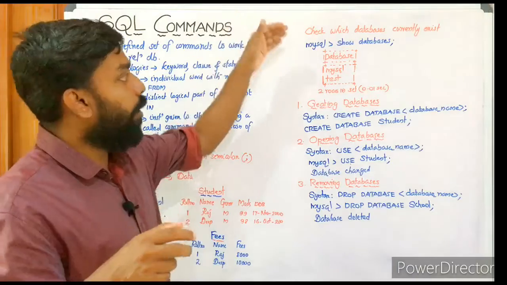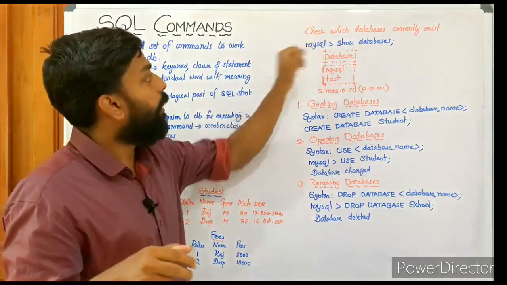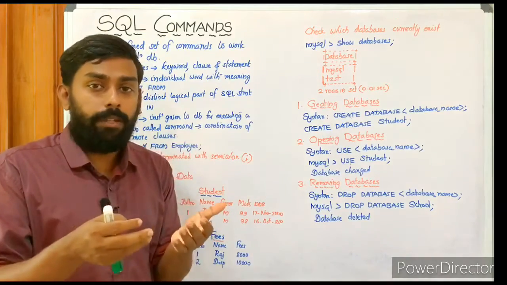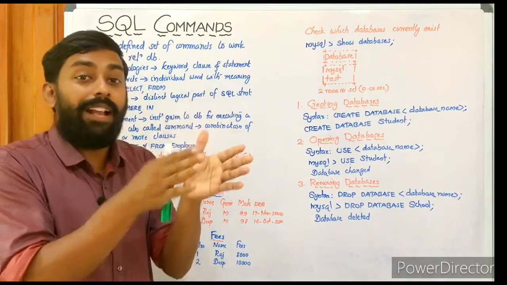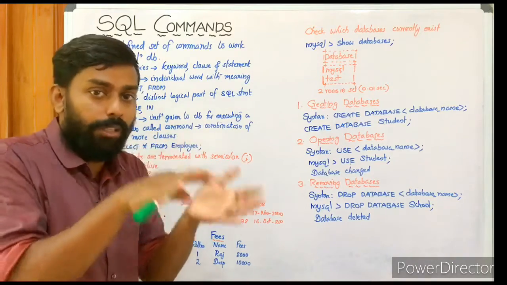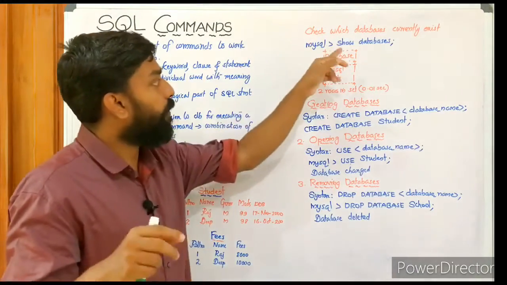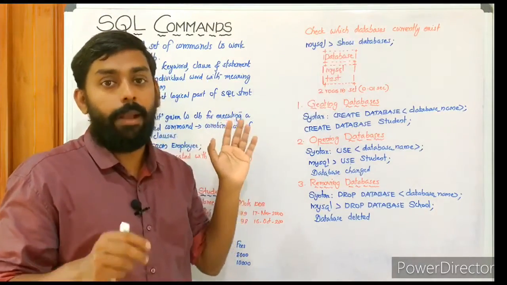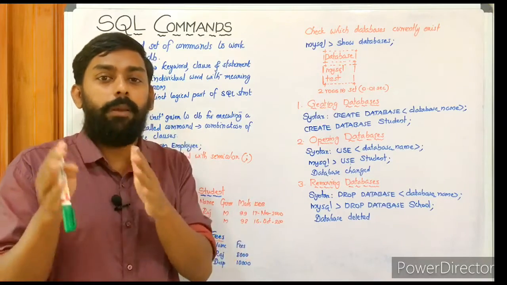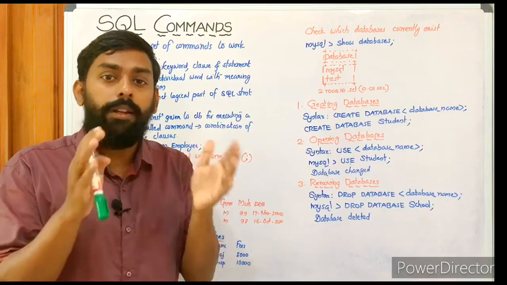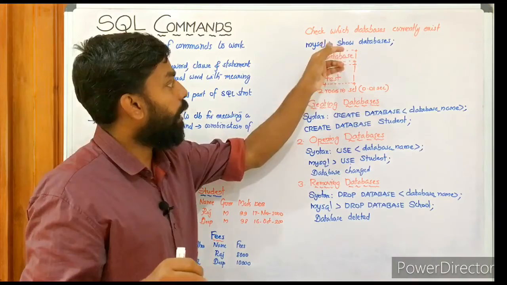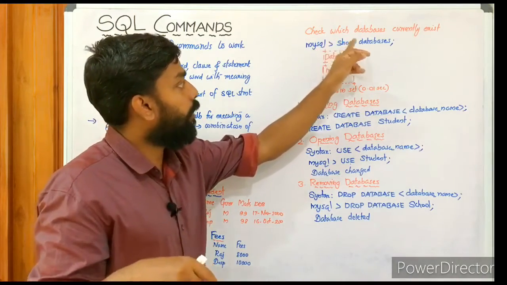Now let's move on to the actual implementation. Check which databases currently exist. Just before creating a database, let's check which databases are currently available in MySQL. For that we are using show databases. The command is show databases. It's very straightforward. Show databases shows all the databases which are created in MySQL. So at the MySQL prompt, write show databases.